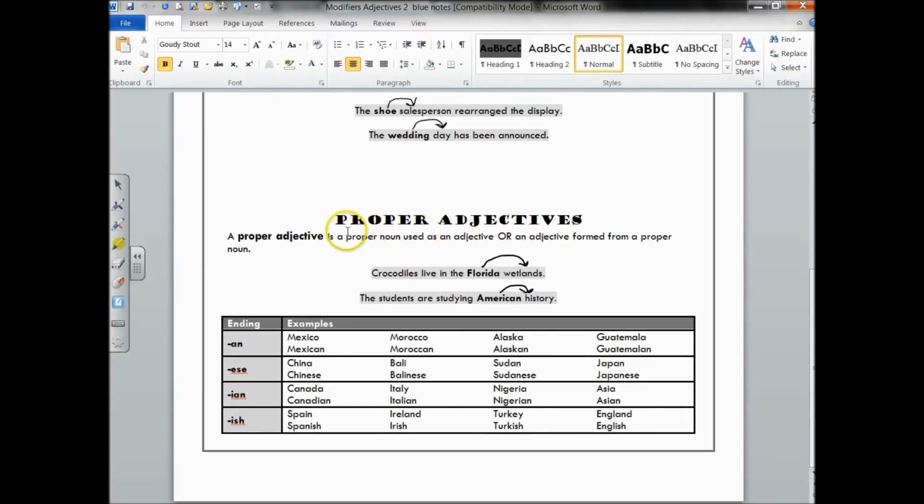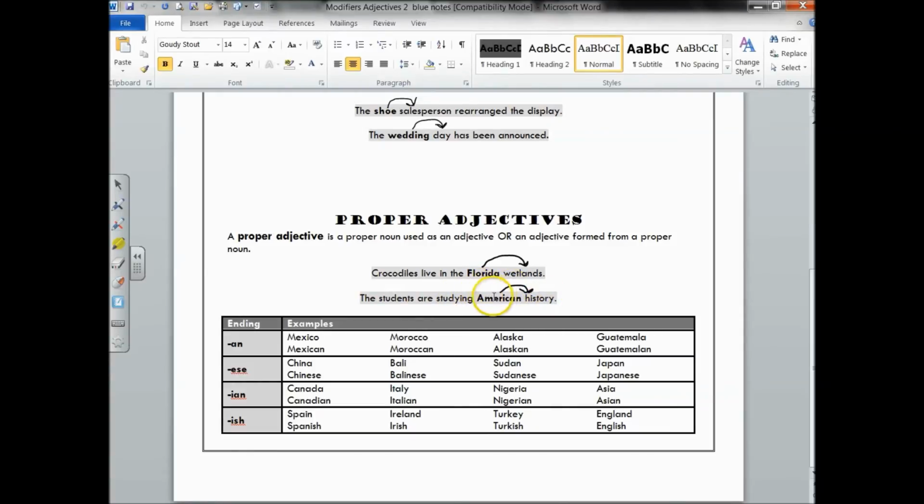Proper adjectives. Oftentimes we have adjectives that are formed from a noun, or actually a proper noun themselves being used as an adjective. They will always be capitalized. There are two ways to do it. Crocodiles live in the Florida wetlands. Here, Florida is normally a proper noun. In this case, though, it's being used as an adjective to tell us which wetlands we're talking about, and therefore is a proper adjective. These students are studying American history.